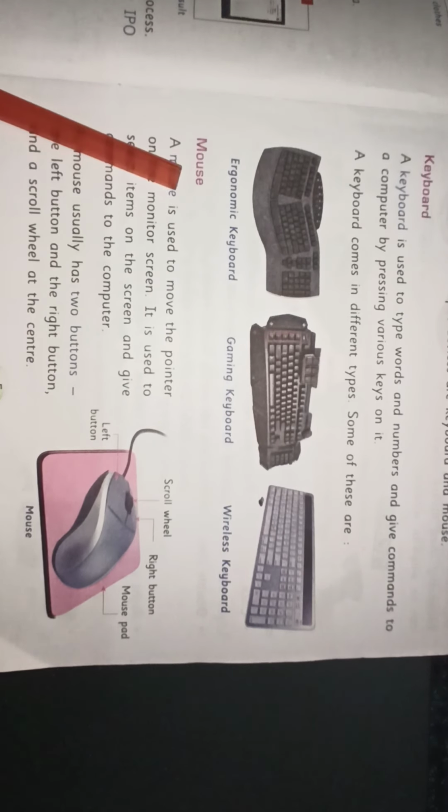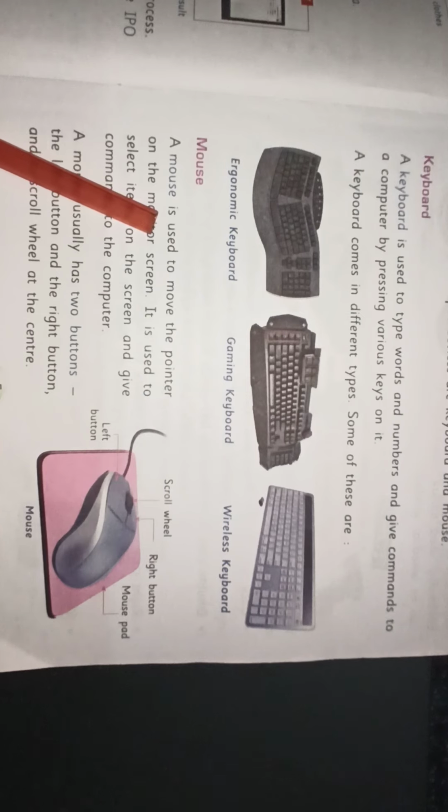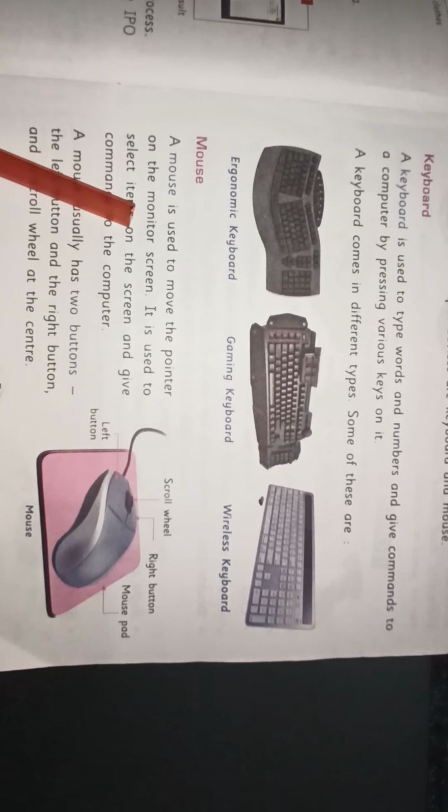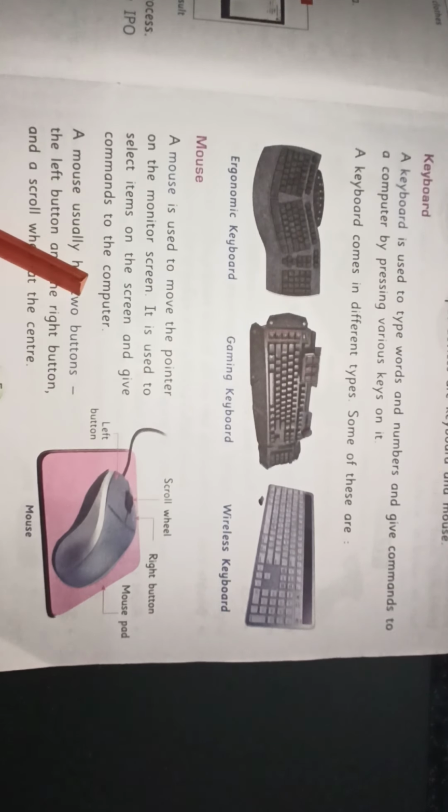Okay, so what is a mouse? What is the purpose or use of a mouse? A mouse is used to move the pointer. You have seen a small arrow on the monitor screen, isn't it? So when we move the mouse, you are able to see that the arrow also moves on the monitor screen. Then it is also used to select some items on the screen, and we are able to give commands to the computer by the use of the mouse.